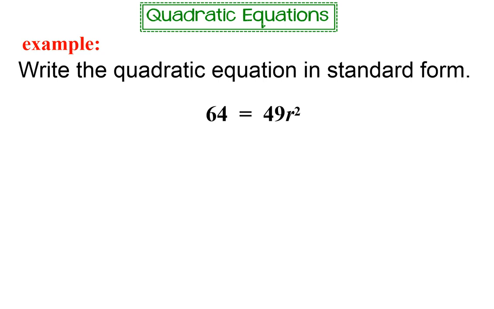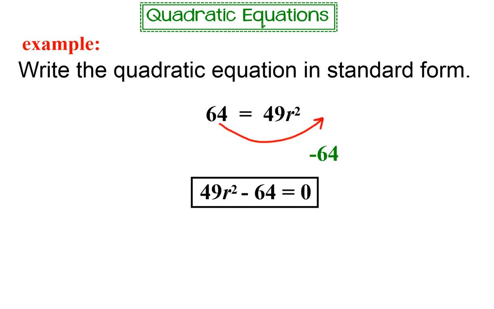So for this example, I'm going to move the 64. And when it switches sides, it switches signs. Now technically, I'm using a property of equality here. I'm skipping this step by showing it on both sides because I think you have an understanding of how that property works. So on your paper, you could show just this final answer.